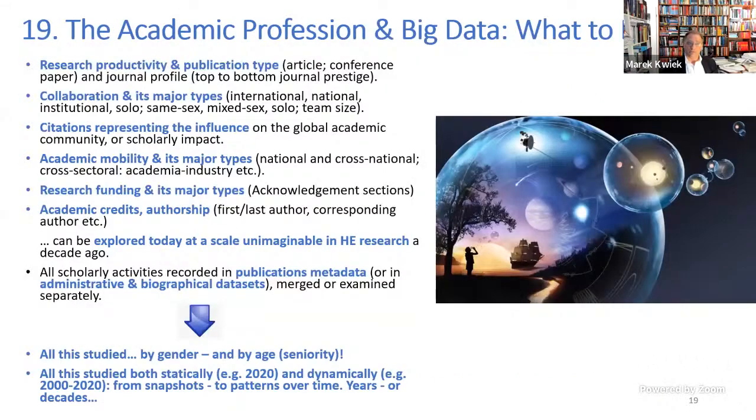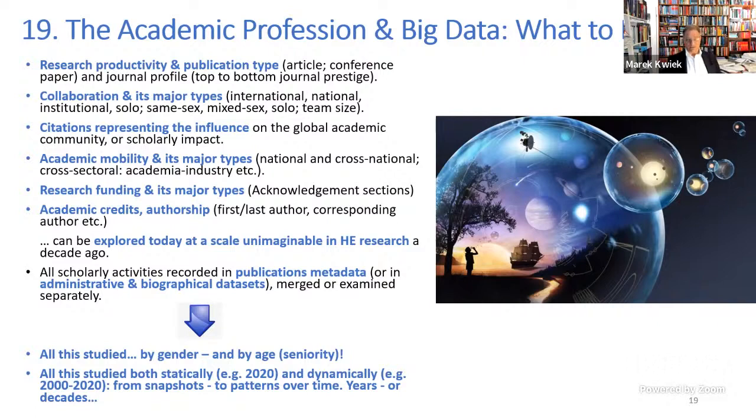But what can we do through big data? It's a different story. We can study research productivity through various publication types, through various journal types. We can study various types of collaboration, not only international and national, but also same-sex or mixed-sex collaboration. We can study team size as part of collaboration studies. We can study scholarly impact. We can study mobility and its types, not only national and international, but also cross-sectoral, academia versus hospital versus industry versus something else. We can study many things, which I'm showing here, research funding and its types, academic credits and authorship types. And the scale is just unimaginable.